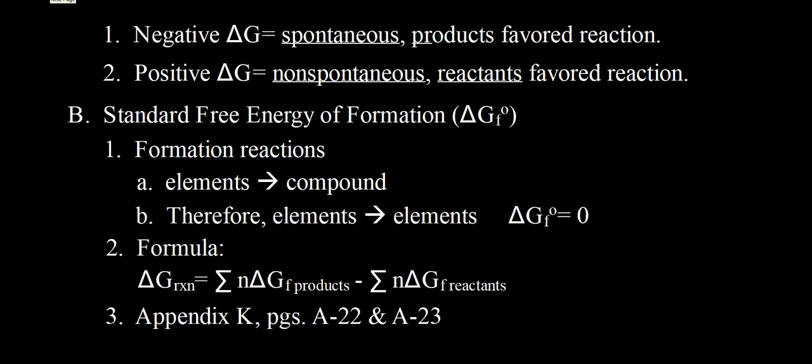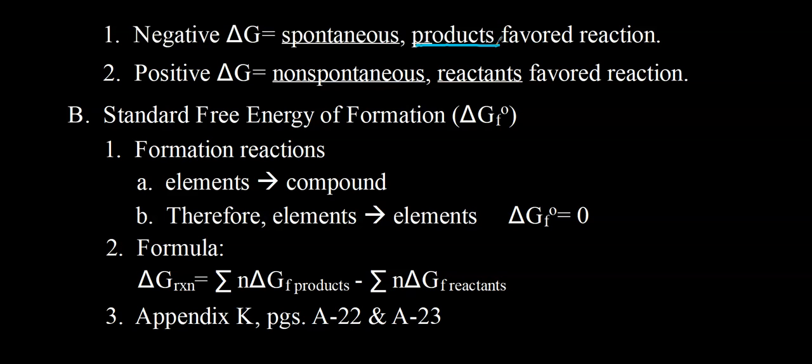All right, so here's how it works. When delta G is negative, that means that the reaction or process is spontaneous or thermodynamically favored, where the products are favored. Conversely, when delta G is positive, that tells us that the process is non-spontaneous, meaning the formation of products will not occur by itself because the reactants are favored.